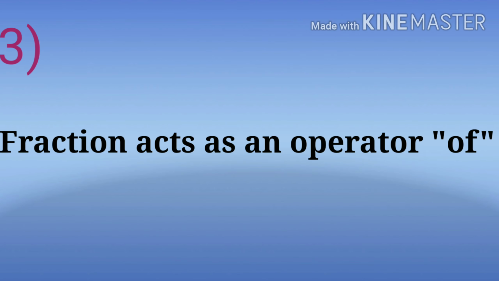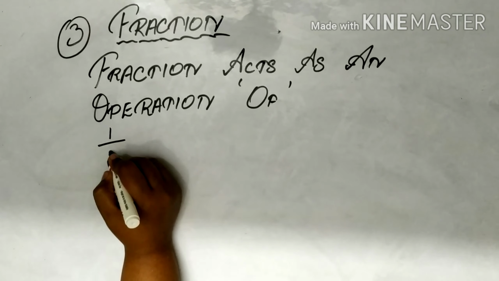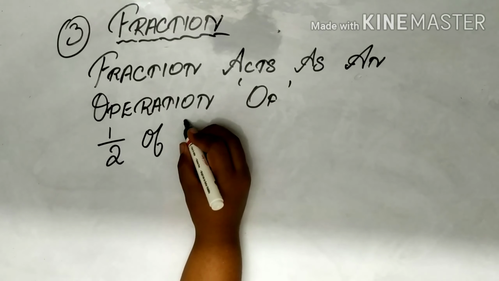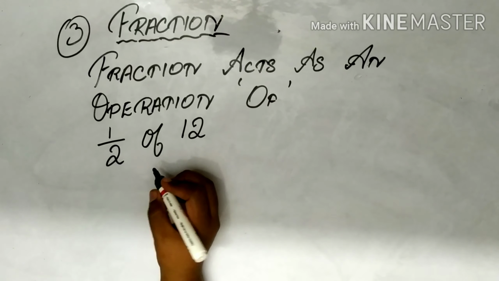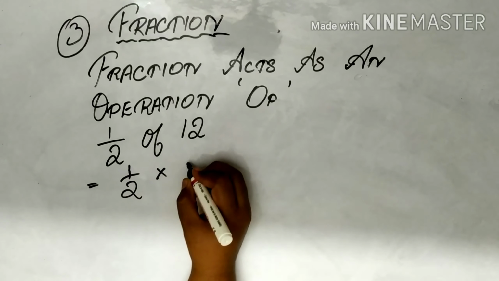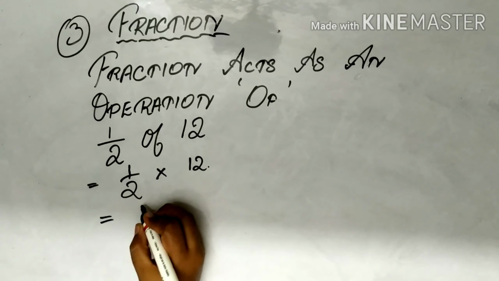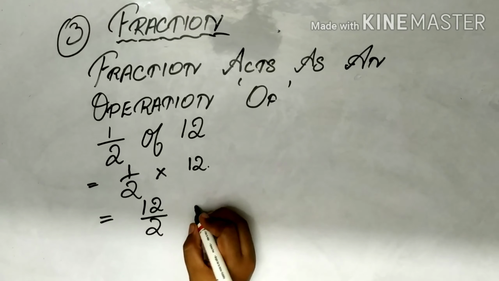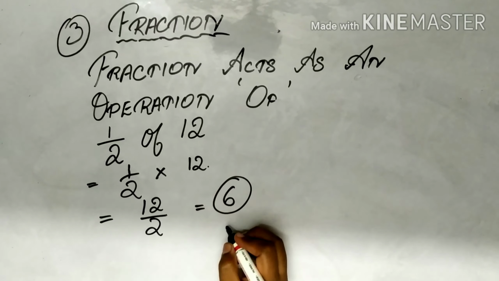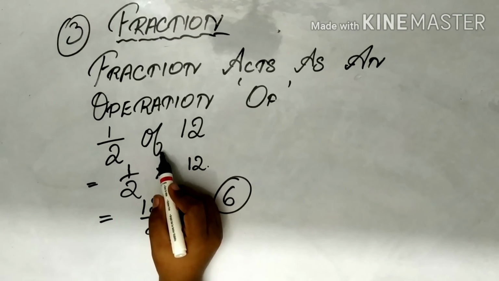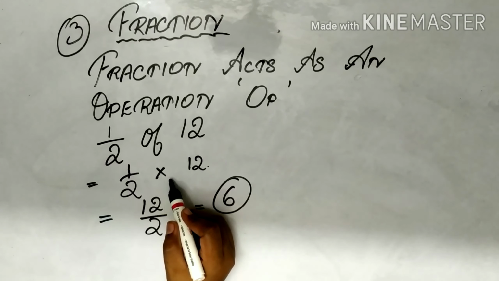The third point says fraction acts as an operator of. For example, we have a statement like this: half of 12. This means half into 12, that is 12 divided by 2, and the answer is 6. So whenever there is a statement where there is an "of", it actually means multiplication.